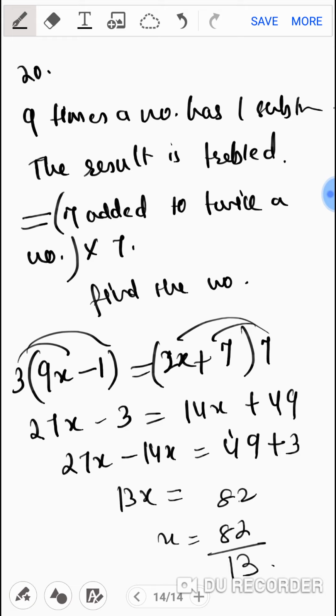Clear? Shall we stop it here? You have to do all 20 problems in your books.